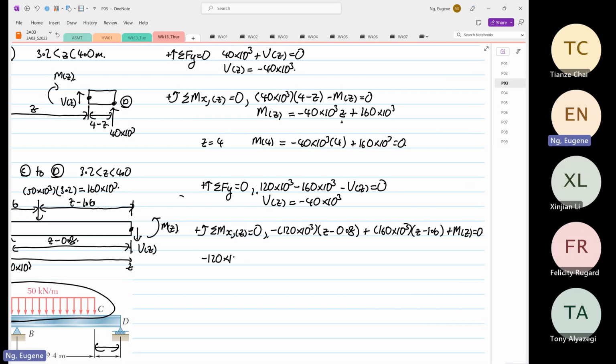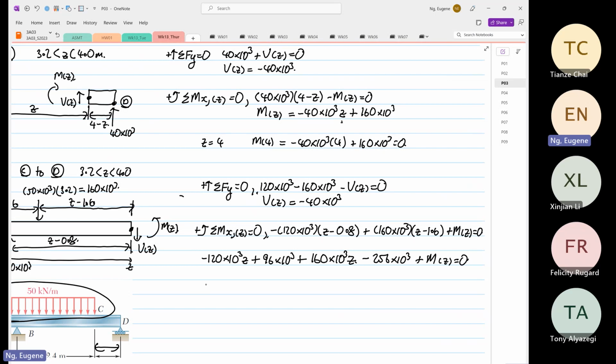Okay, minus 120 times 10 to the power 3 z plus 120 times 10 to the power 3 times 1.8, which is equal to 96 times 10 to the power 3. Then plus 160 times 10 to the power 3 z, and then minus 160 times 10 to the power 3 times 1.6. You have so many more components now. 256 times 10 to the power 3 plus the moment as a function of z is equal to 0, right?